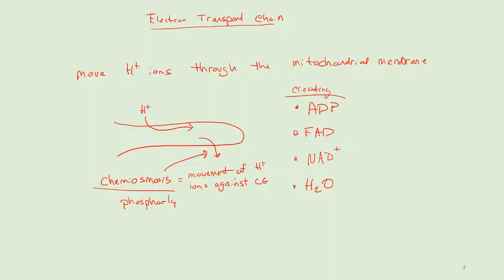I'm just going to write CG for concentration gradient. Do you follow? Okay. So the hydrogen ions are moving against the concentration gradient, and I've kind of pointed to it right here. So there. Anyway, I think it's phosphorylation like that. Anyway, oxidative phosphorylation.